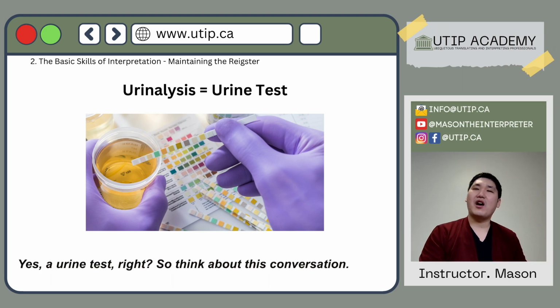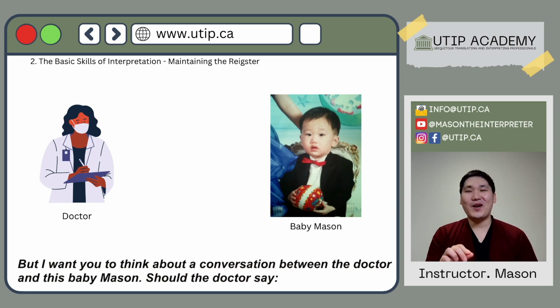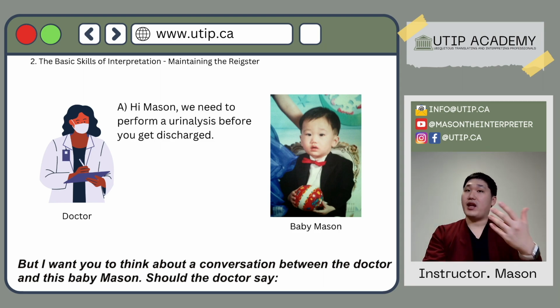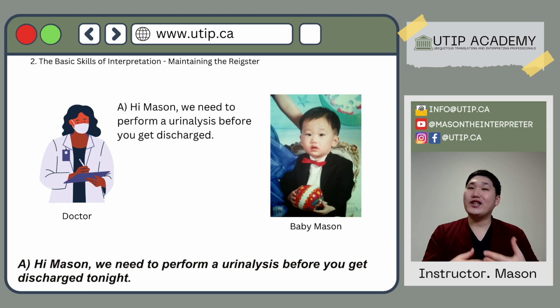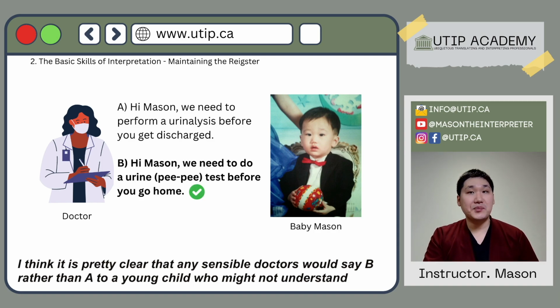So think about this conversation. There's me, a 3-year-old baby Mason. Yes, that's actually me. I know, very cute. But I want you to think about a conversation between the doctor and this baby Mason. Should the doctor say, A, hi Mason, we need to perform a urinalysis before you get discharged tonight? Or B, hi Mason, we need to do a urine test or even a PP test before you can go home? I think it is pretty clear.